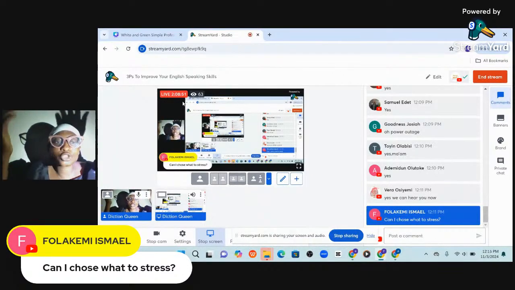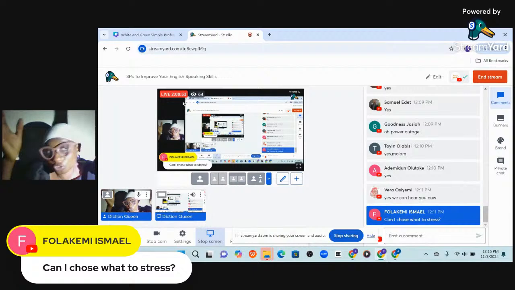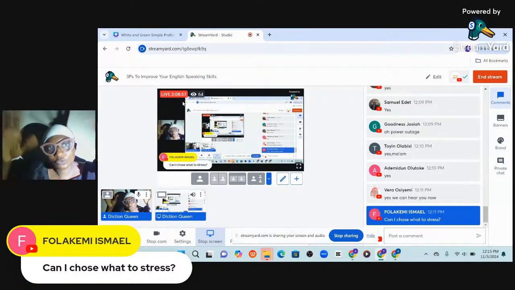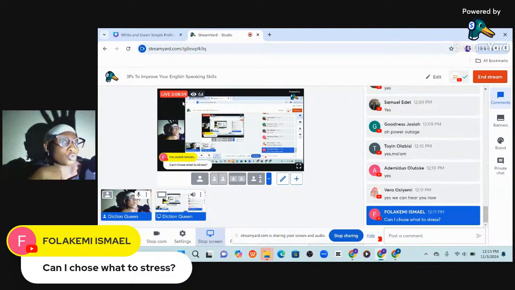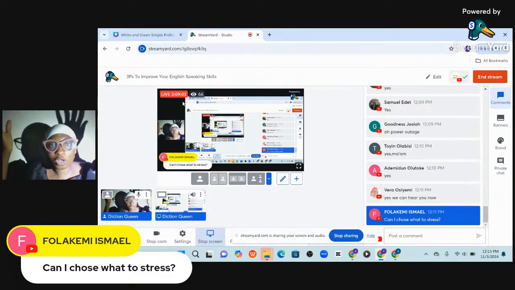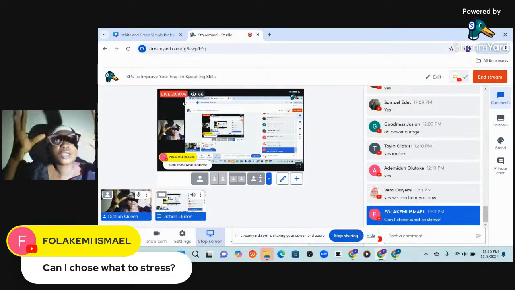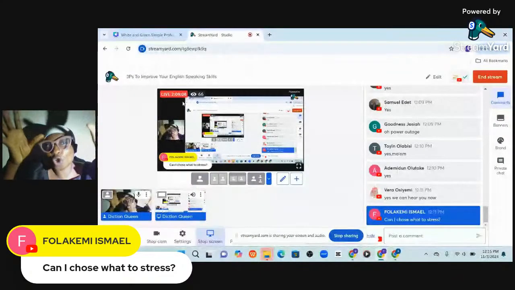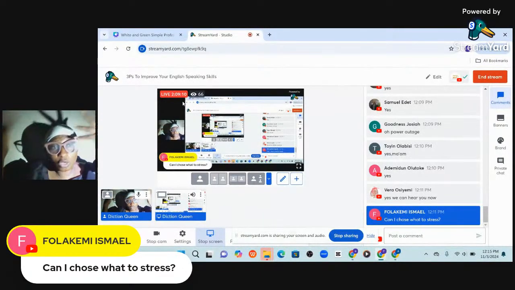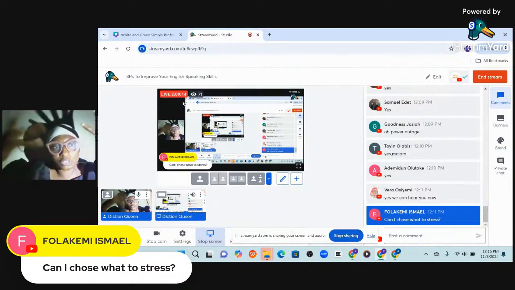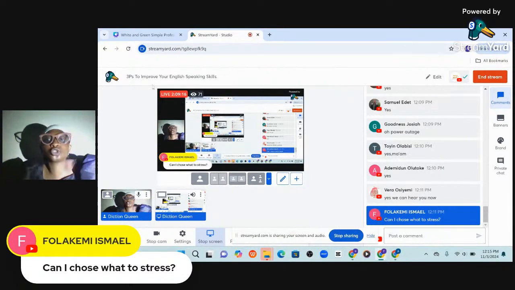Somebody said, "Can I choose what to stress?" No, you have to learn stress rules. And the stress rules guide you on what to stress. If you decide to choose what to stress and I decide to choose what to stress, there'll be a lot of confusion. So there's, should I say, a recommended way of pronouncing all the words in English, but we can't learn all of them. So the easiest way is to learn the rules and you apply the rules when you see such words. So you cannot choose what to stress.